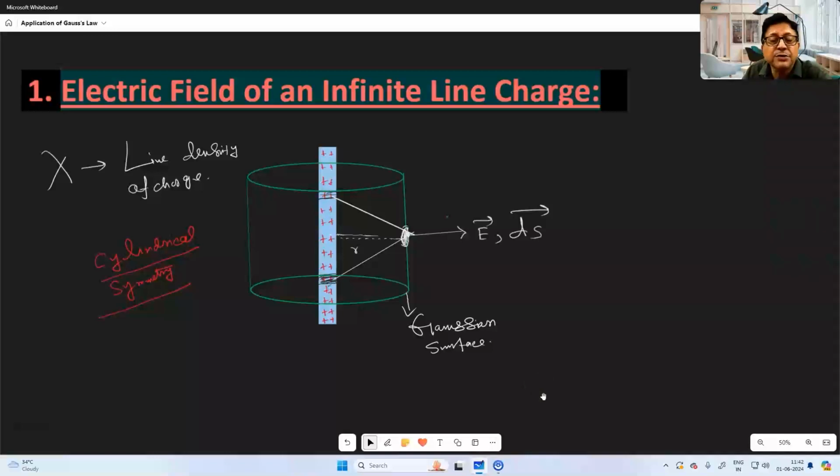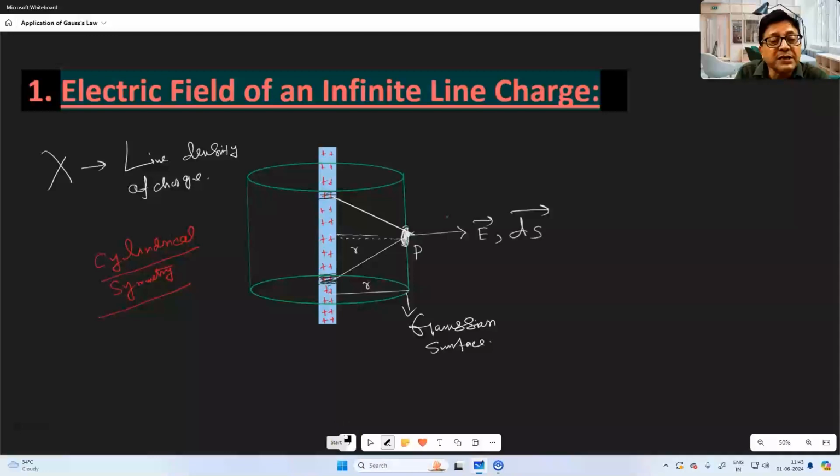So now we can use Gauss law. Lambda is the line density of charge, already mentioned. This is infinitely long, its length you cannot consider. This line density of charge means for this thread only, lambda is the line density of charge. The cylinder's radius is going to be equal to R, the distance of the point where you are going to find the strength of electric field.